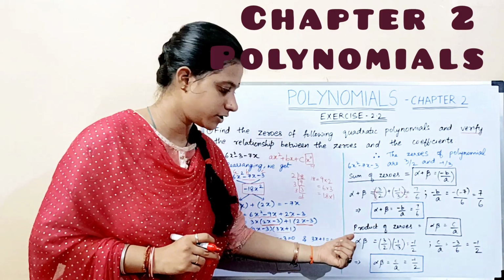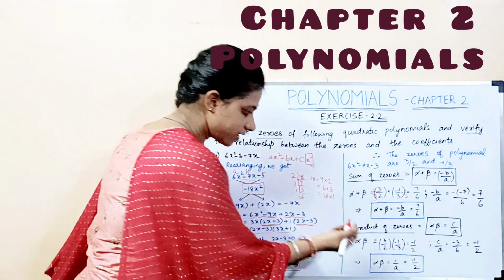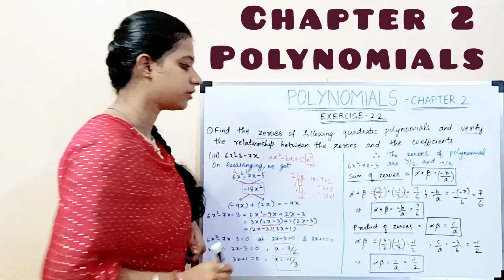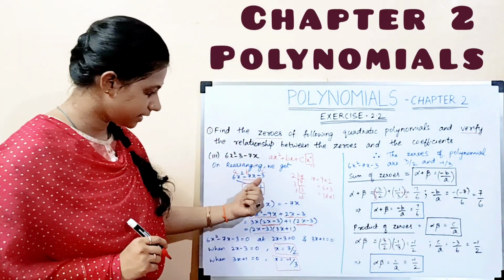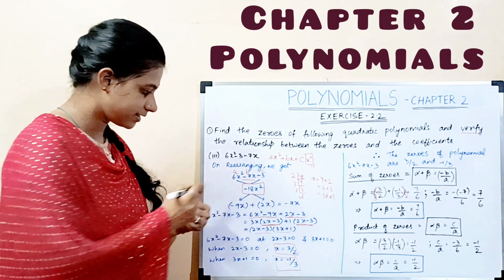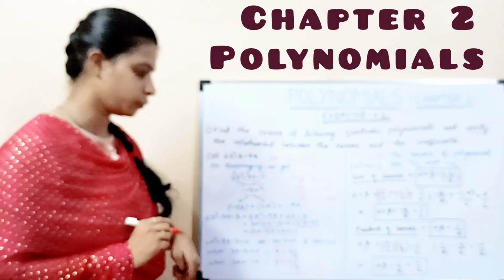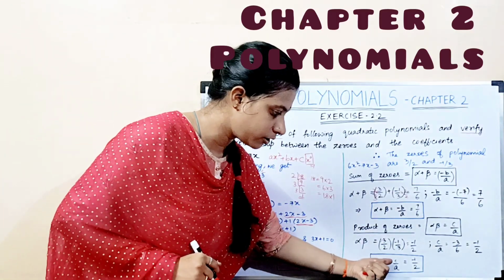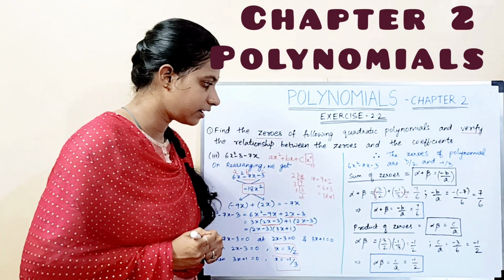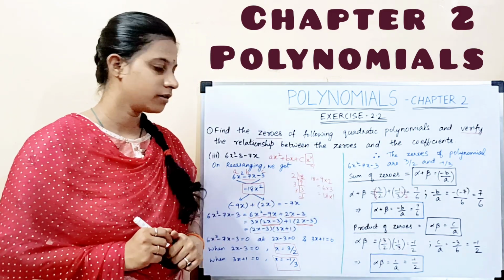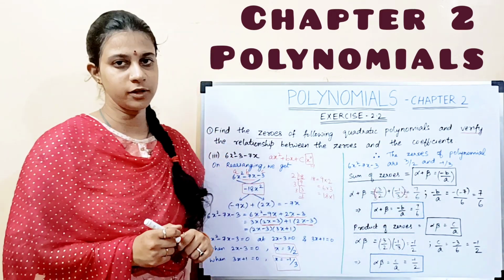Now coming to the product of zeros, we multiply 3 by 2 and minus 1 by 3, which is minus 1 by 2, because we can cancel these two 3's here. So we will get minus 1 by 2. Now coming to c by a, c is minus 3 and a is 6. So we can take it as minus 3 by 6, which is minus 1 by 2. So we get alpha beta is equal to c by a, which is equal to minus 1 by 2. So we verify the relationship between the zeros and coefficients of the polynomial.